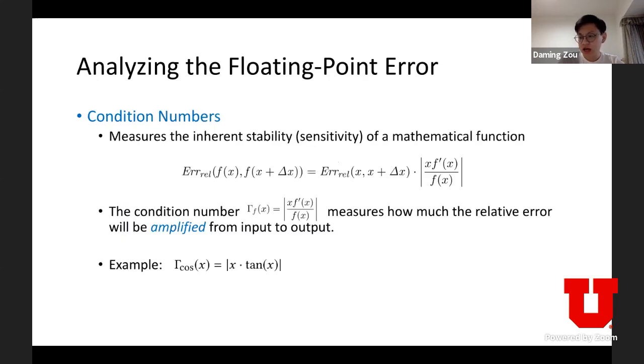And to understand how these errors are amplified, we adapt the concept of condition numbers here. The condition number is a concept from mathematical analysis and numerical analysis, and it measures the ratio between the error in the input and the output. In other words, the condition number measures how much the relative error will be amplified from the input to the output. For example, the condition number of cosine x is x times tangent x. And for different values of x, the condition number, also the error amplification factor, will be different.